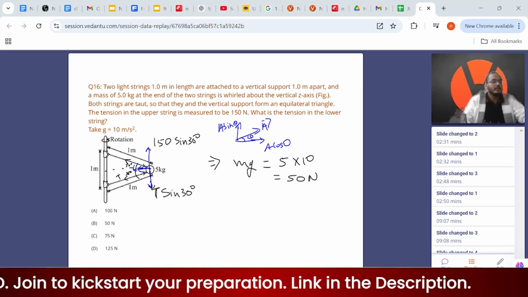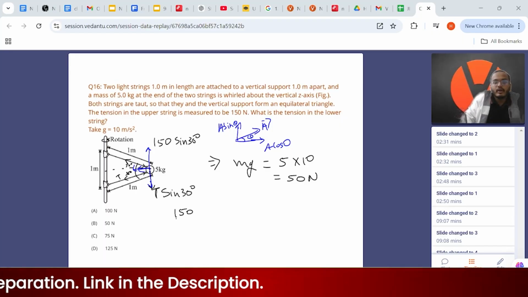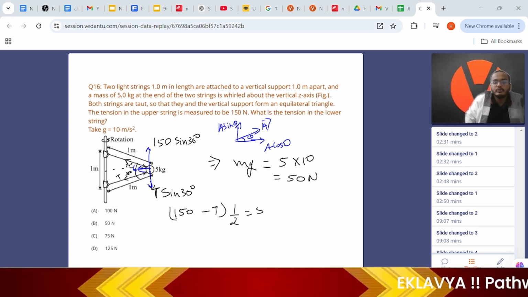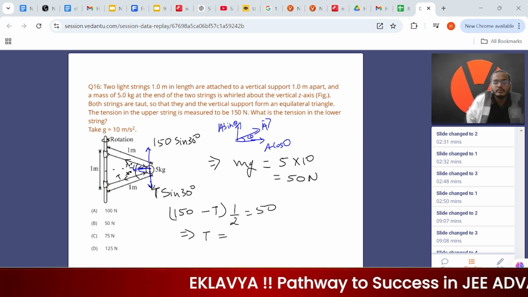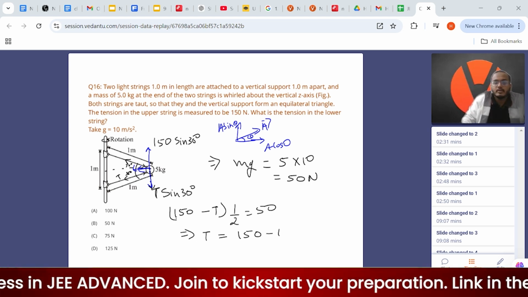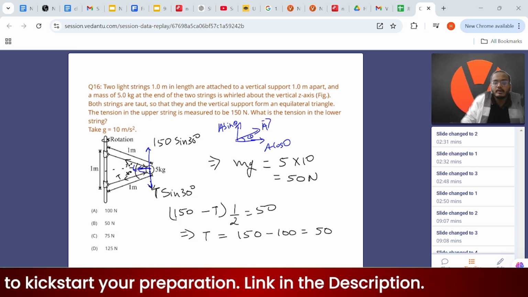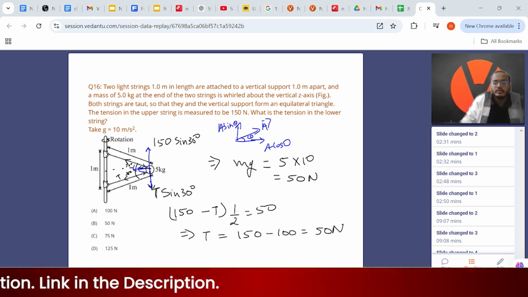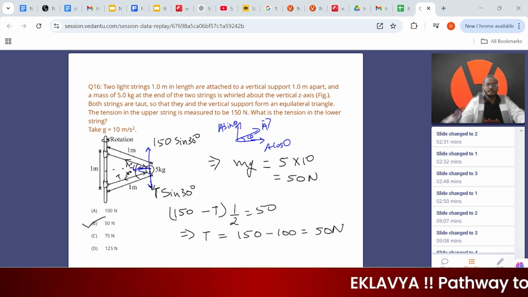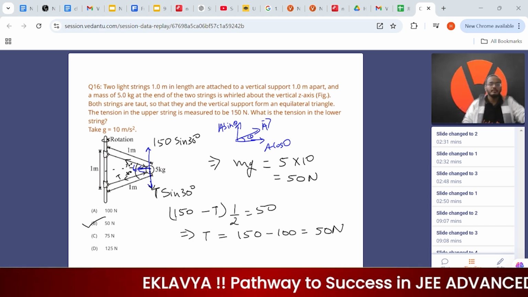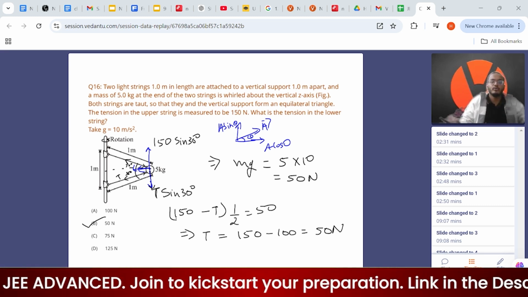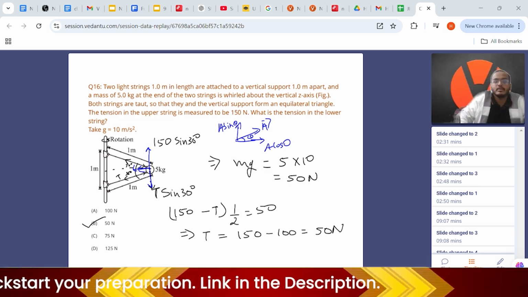Now using these equations, 150 sin 30 minus T sin 30, with sin 30 equal to 1 by 2, will be equal to 50. So from here, the tension will be 150 minus 50 into 2, which is 100, so T will be equal to 50 newtons. So option number B will be the correct answer. The tension in the lower string will be 50 newtons. All you had to do was balance the force, that is it.